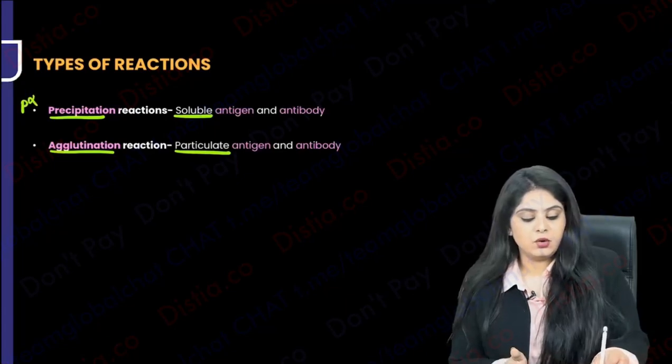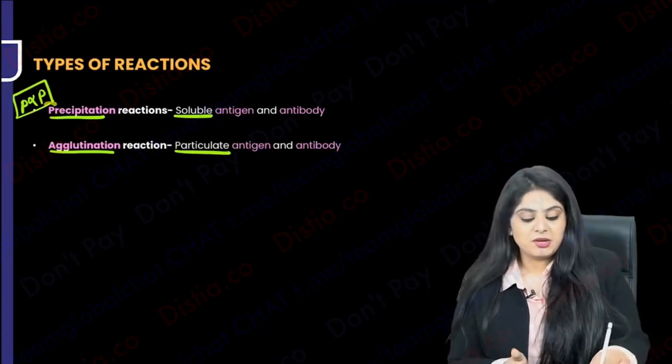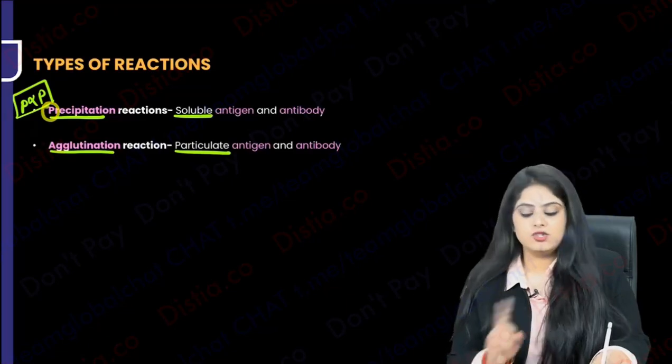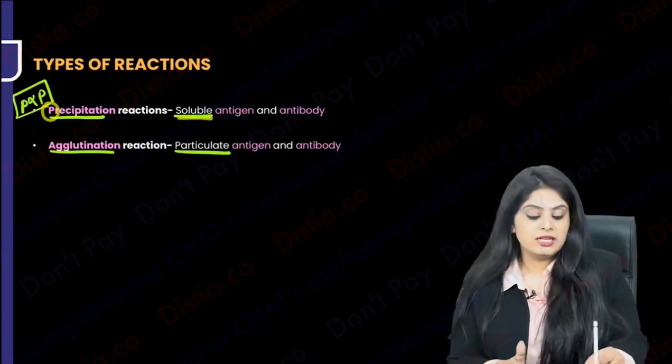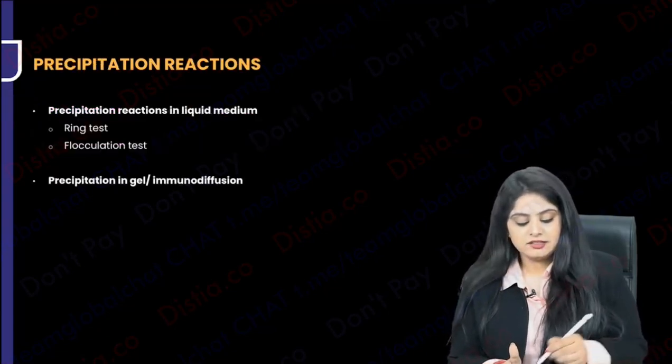Remember, P is not for P, my favorite mnemonic which I use everywhere in path and in micro. For precipitation, will you add particulate antigen? No, you will add soluble antigen. And for agglutination, you will measure the particulate antigen. So let's start one by one.